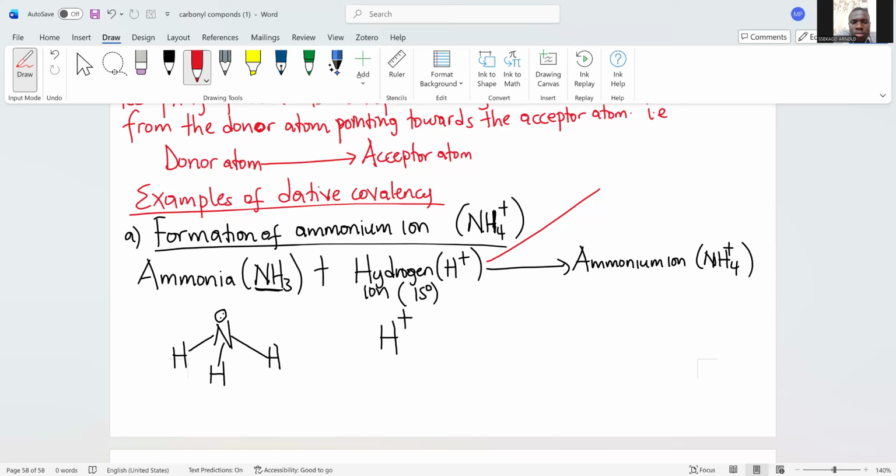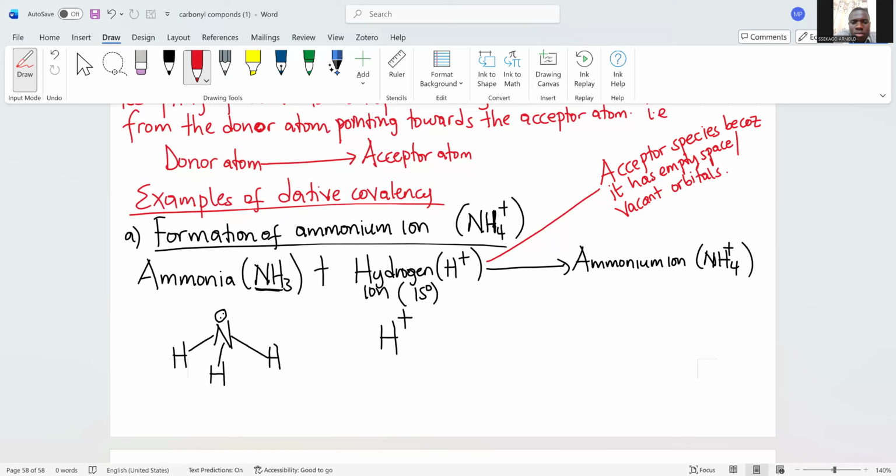So the hydrogen ion in this case is the acceptor species. Acceptor species because it has empty space, or vacant orbitals.